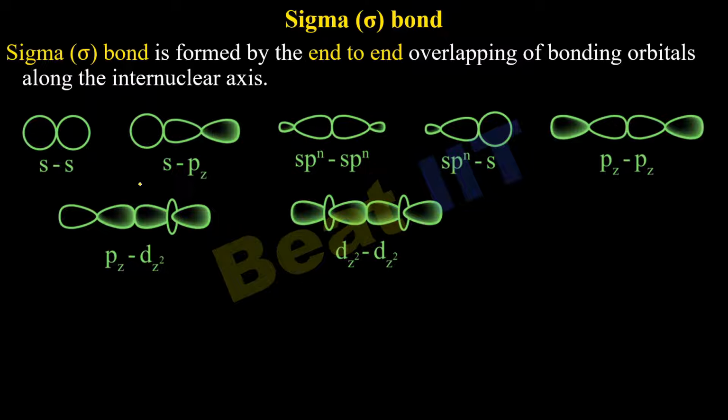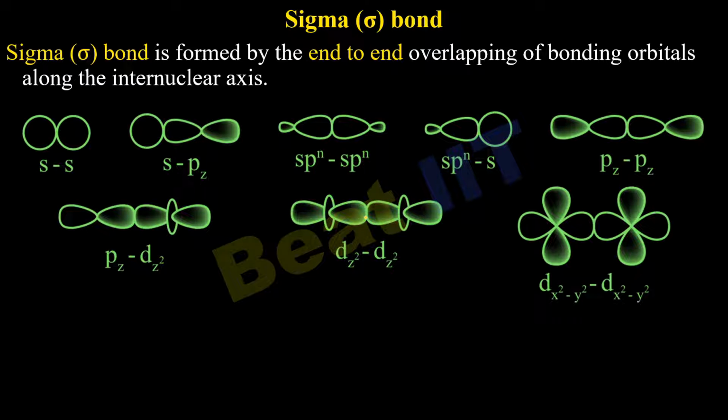Another possibility, both are dz square. So here both dz square will be along the z-axis, internuclear axis, so the overlapping will be end-to-end overlapping. Another possibility, both are dx square minus y square. There are total 5 d orbitals, but remember only dz square and dx square minus y square can form the sigma bond. In this case, both dx square minus y square type come closer and there is end-to-end overlapping.